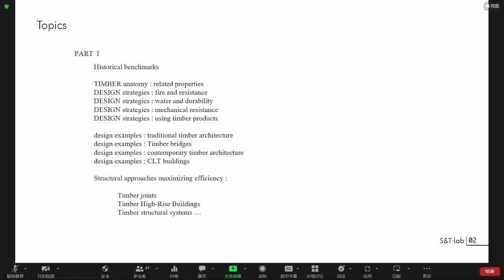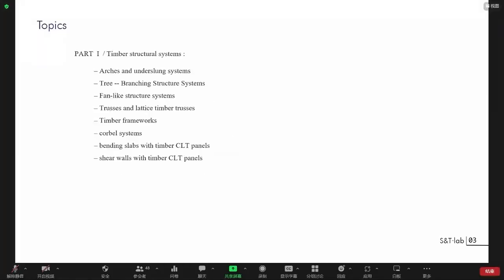Then we will look at structural systems, among which is the list that Philippe just introduced: arches, underslung systems, tree branching systems, phalanx systems, trusses, lattice timber structures, and so on, finishing with corbels and bending or shear slabs with CLT panels.